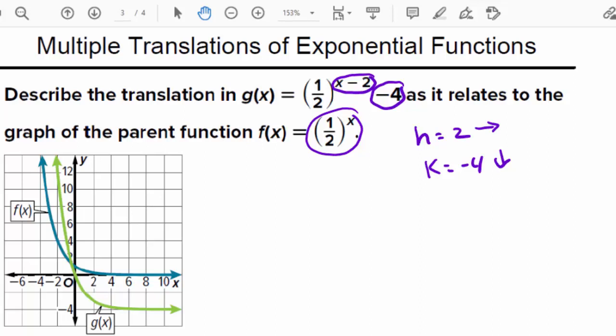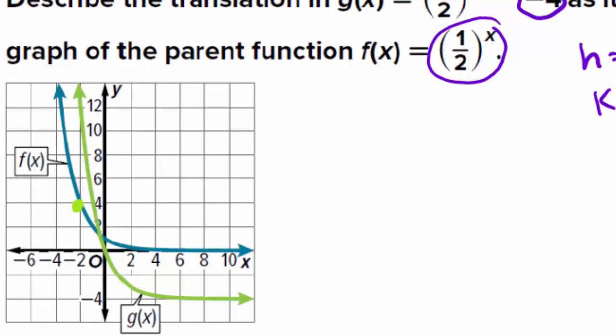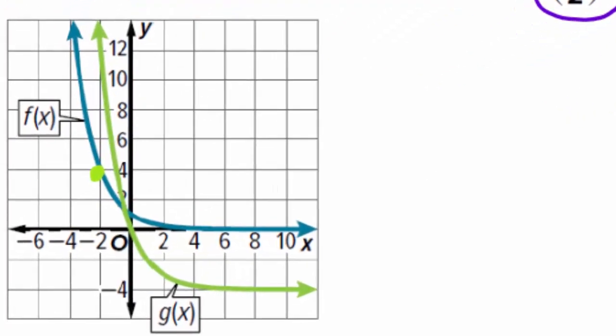So if we find a point on the graph, let's say we find this point right here on f of x. This one's going to move to the right 2. So to the right 2, we're going by 2. So to the right 2 would be over 1, which is 2. And then down 4, 2, 4. So it means we land right back on the graph right there. So you can see it fits there.